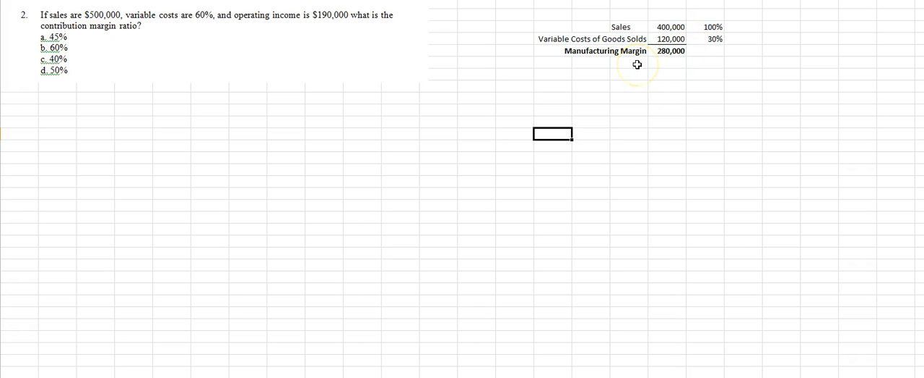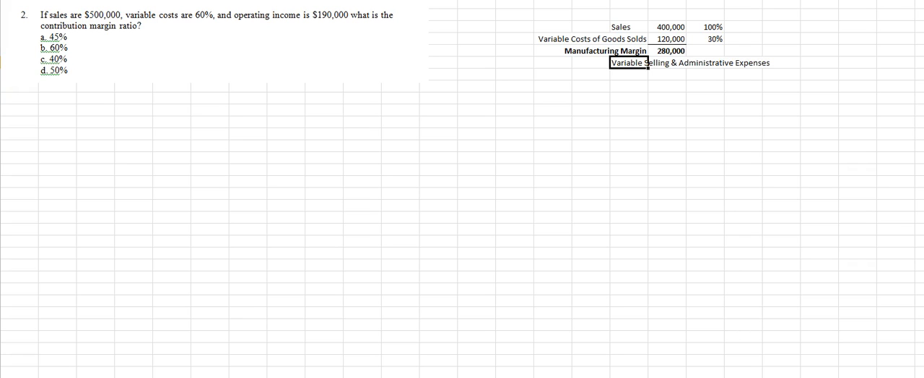But we still have another variable cost to subtract before we reach the contribution margin. The variable costs we've covered relate to all the variable costs that are put into the product. But you also have variable selling and administrative expenses. They're not related to the product, but they are variable.